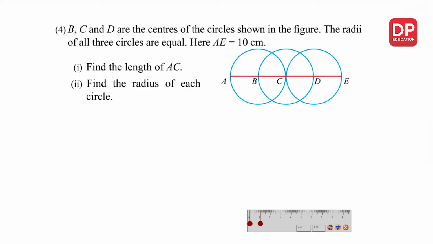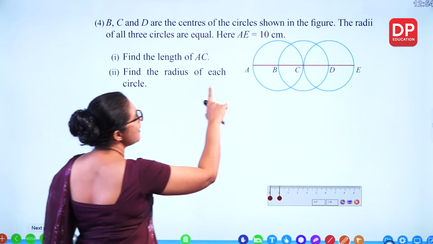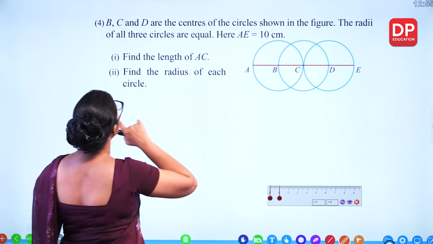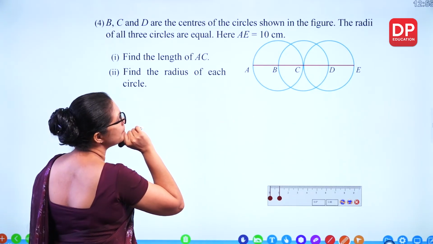Question number 4. B, C and D are the centers of the circles shown in the figure. The radii of all 3 circles are equal. Here AE is 10 centimeters, so the full length is 10 centimeters. Find the length of AC.